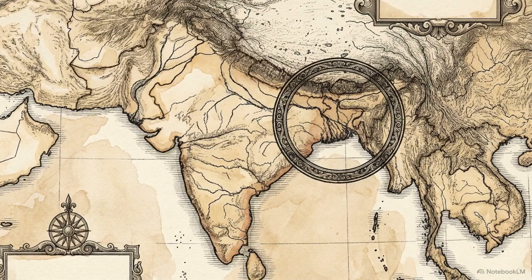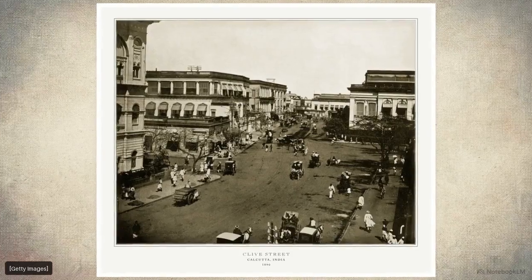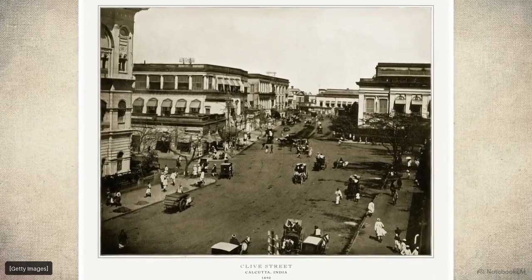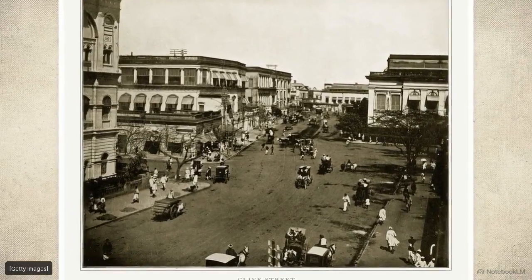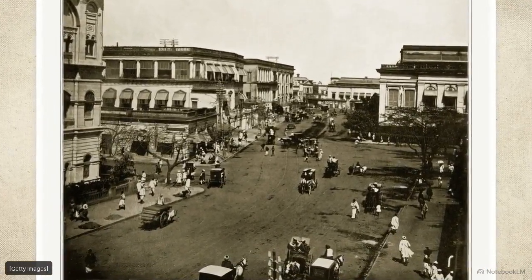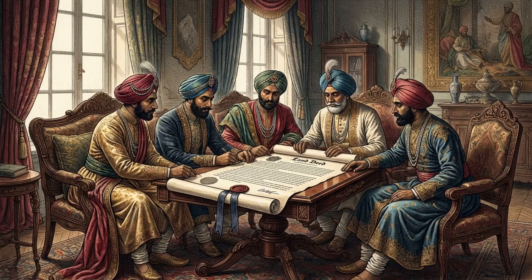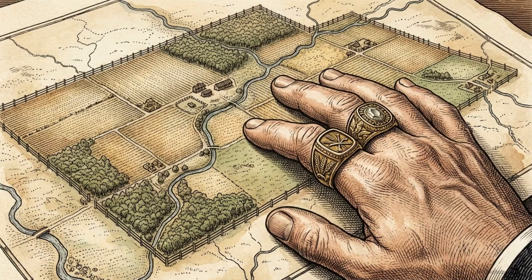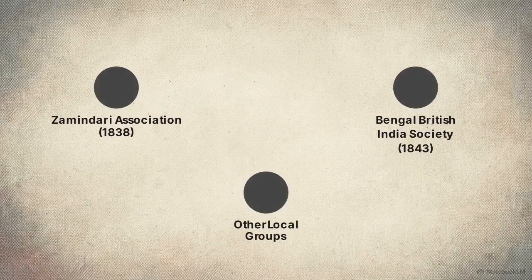Bengal in 1836 served as the geographical starting point for this organized thought. In the shadow of Calcutta's colonial architecture, the first experiments in political structure began to take shape. These earliest groups, like the 1838 Zamindari Association, prioritized the property interests of wealthy landlords. They were associations of the elite, focused on safeguarding their own estates. Over the next decade, the scope widened.